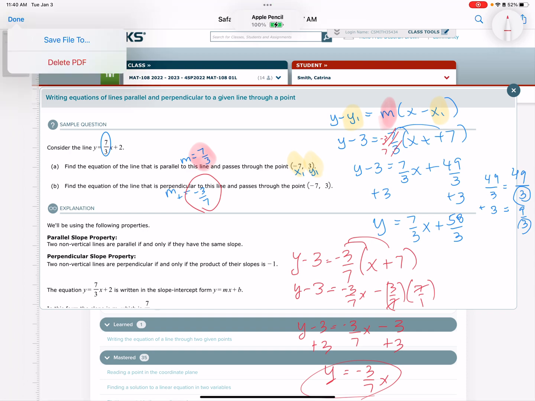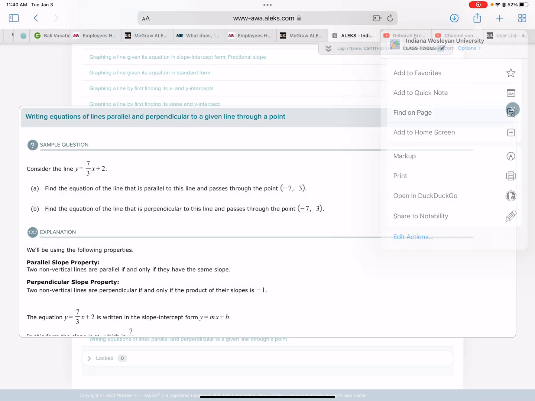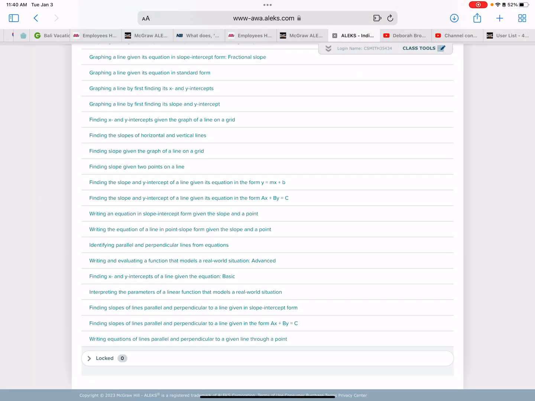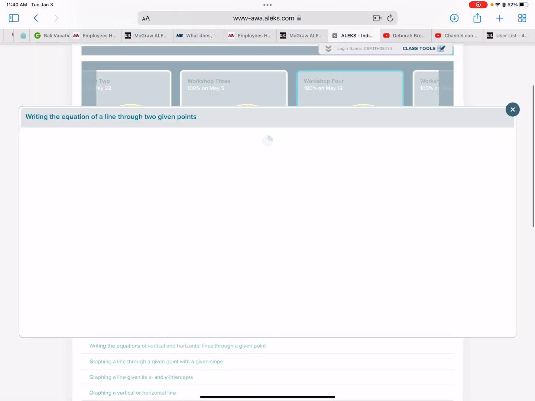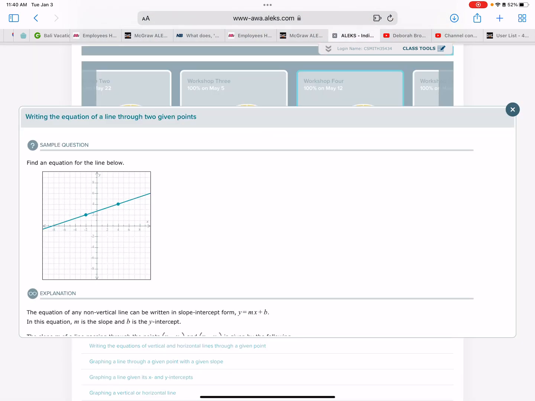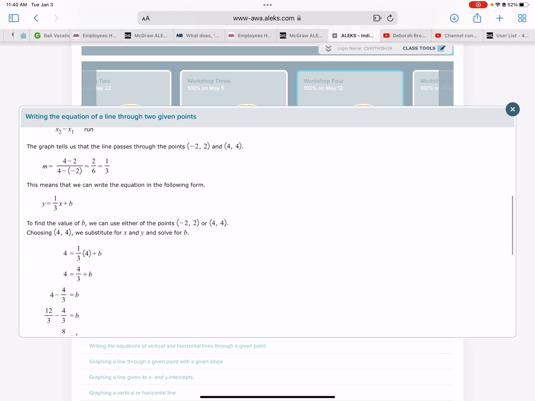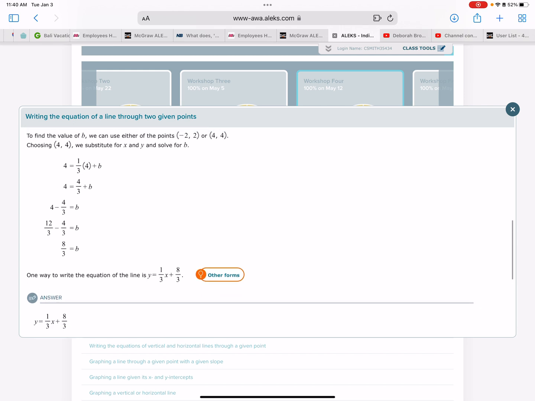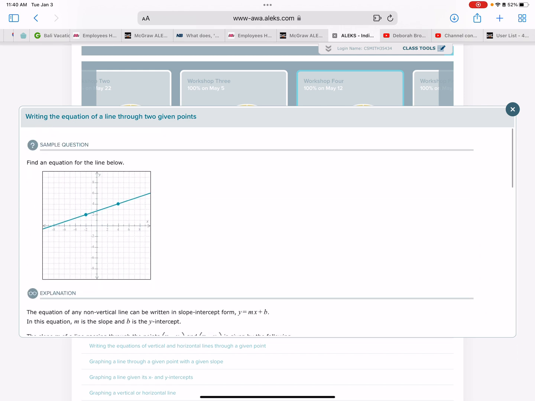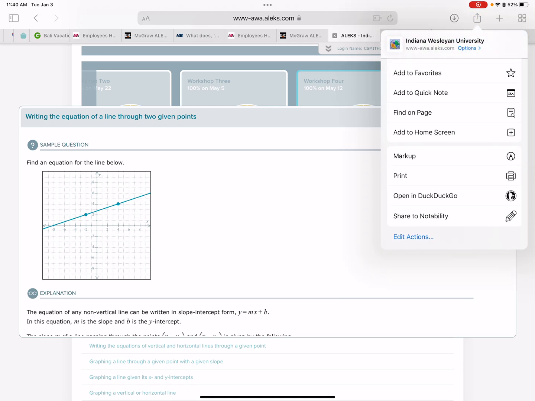I believe there's one more. If I've skipped over anything, let me know, please. This one here: writing the equation of a line through 2 given points. So for this one, I'm going to do it a little bit differently than the publisher does. So you can follow along here, or you can follow along the way I do it.